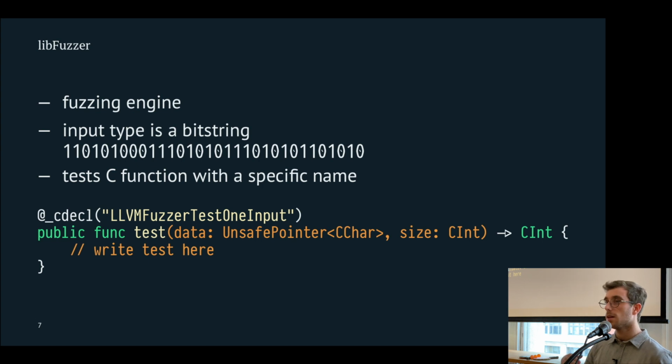One of them is that the data that it generates, the input type, is a bit string. It's just a sequence of ones and zeros. And also, the function that it has to test is a C function that has to have this specific name, LLVMFuzzerTestOneInput. And if you were to write it in Swift, it would look like this. It's a function that takes an unsafe pointer as an argument and a size and returns an integer. It's a bit ugly, but it works.